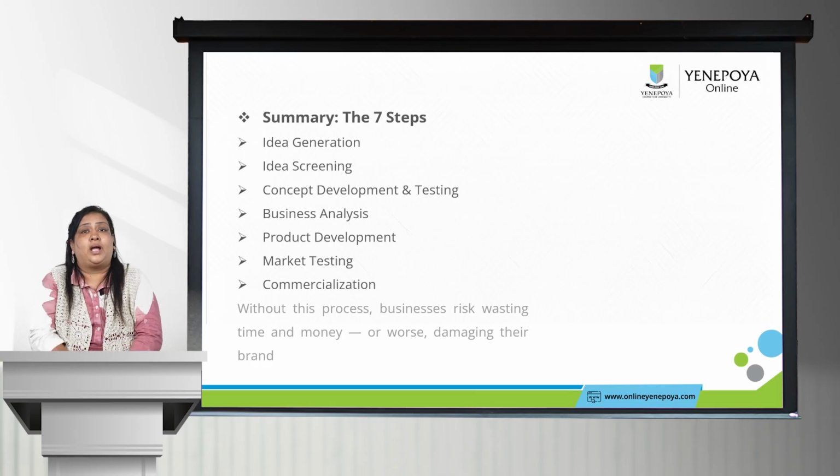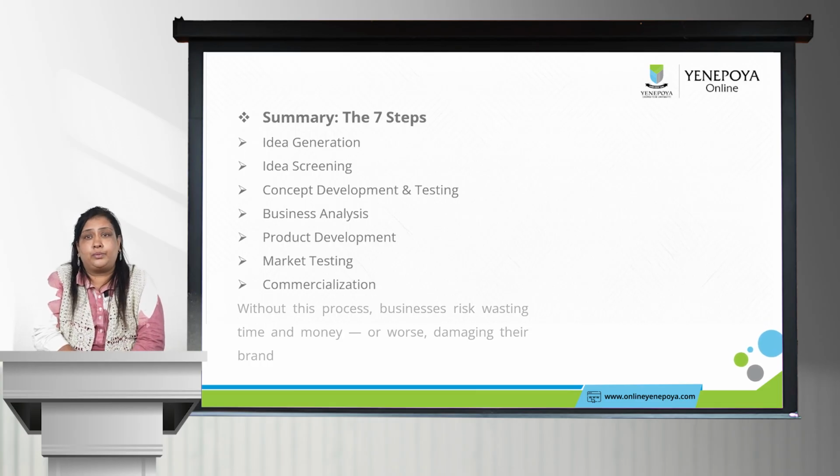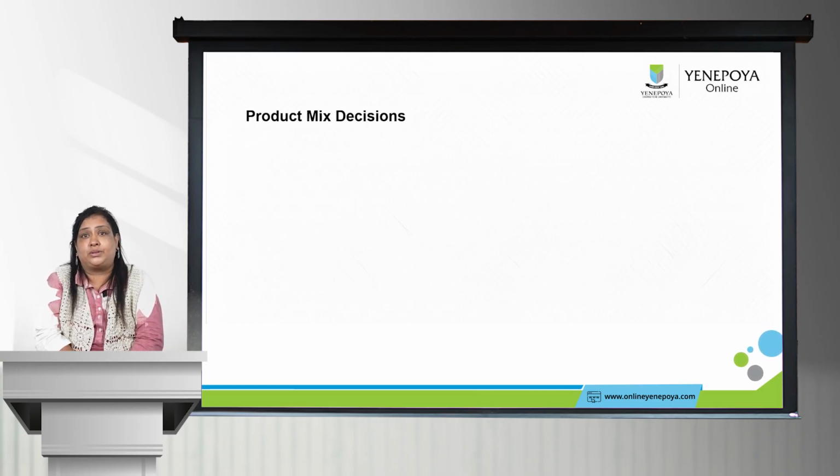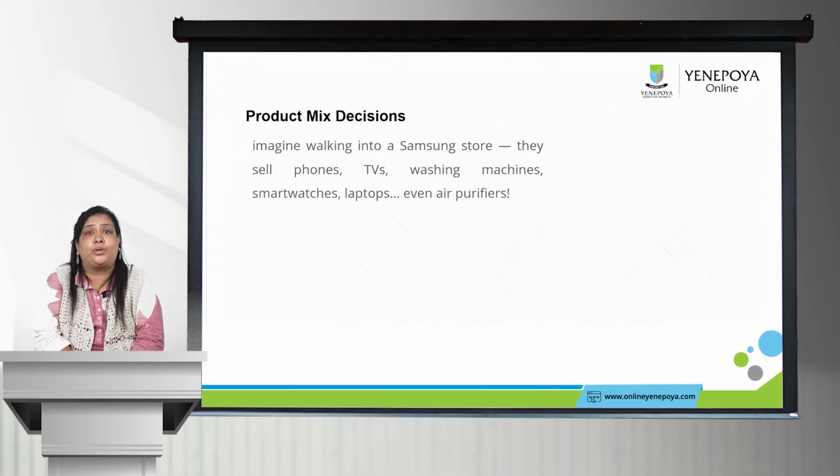And now let's have a quick new topic, that is product mix decisions. Imagine walking into a Samsung store. They sell phones, TVs, washing machines, smartwatches, laptops, even air purifiers. So, what is going on here? Samsung is not just selling a product, they are managing a product mix, a strategic collection of everything they offer. Let's explore what that means.